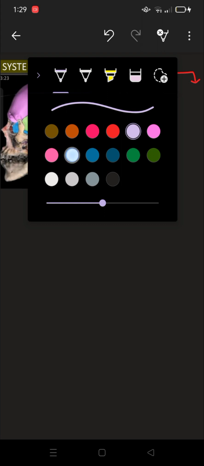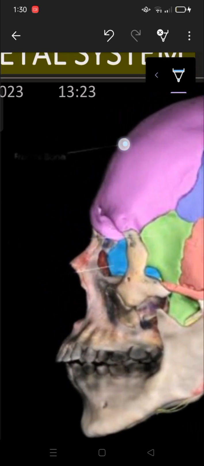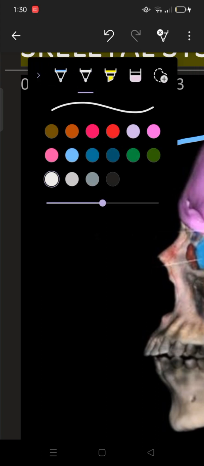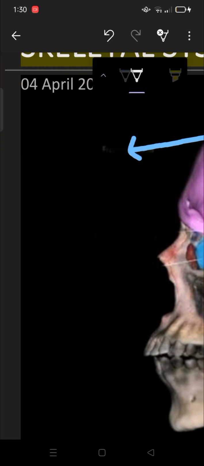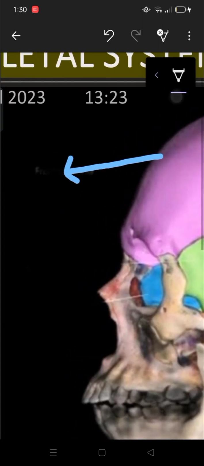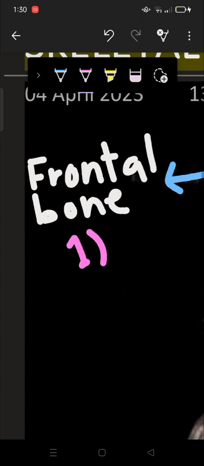Now the first bone, as you can see here, this pink bone is what we call the frontal bone, and that is 1 in number. Initially I am going to count the cranium bones, which are 8 in number, as I have written here. So I am writing here, frontal bone, which is only 1 in number.